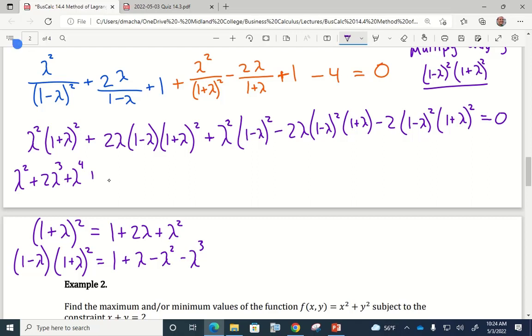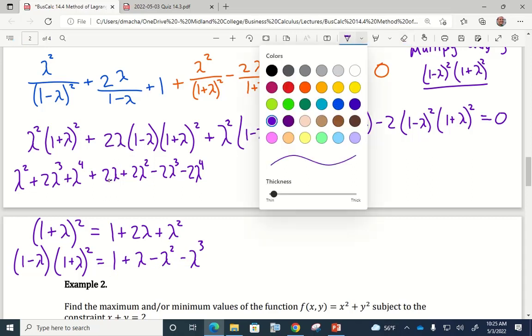So then here for this next term, I have 2 lambda plus 2 lambda squared minus 2 lambda cubed. Minus 2 lambda to the 4th. Okay, so I've multiplied every term here by 2 lambda so that I can get that second term. Yikes. I'm going to switch colors.